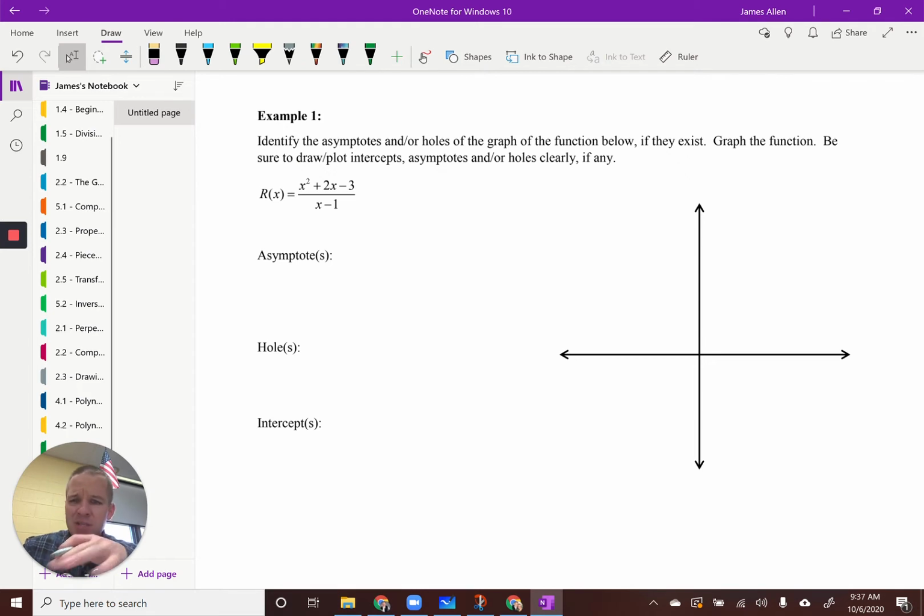Alrighty, so first example, we're going to do 2 examples here, and then there'll be a third one for you guys to try on your own. So we want to identify the asymptotes and or holes of the graph of the function if they exist, right? It doesn't always have to have all those parts. We want to graph the function and be sure to plot some points like our intercepts, holes, everything, right? We're putting that all down.